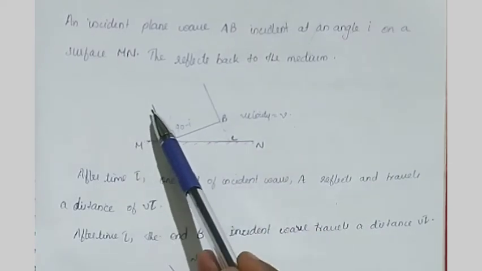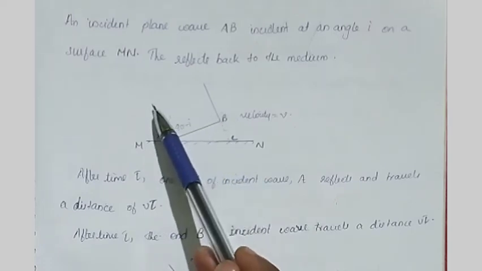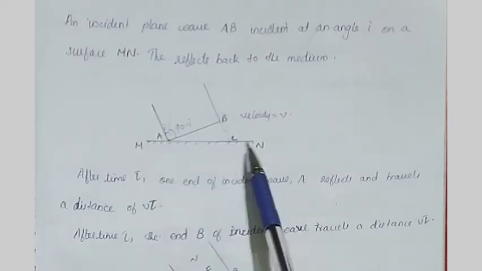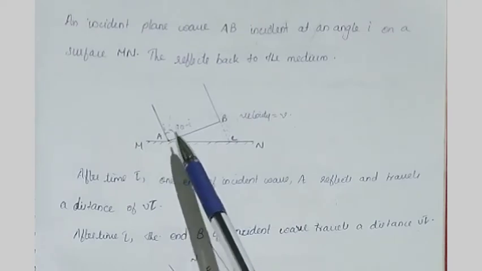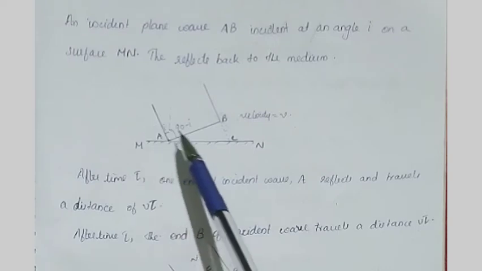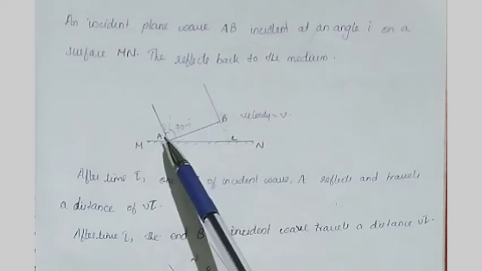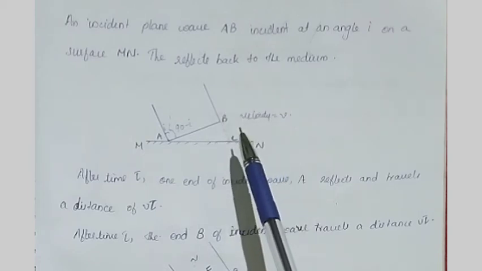So we have a plane wave here, that is AB, and it is incident on the mirror MN, making an angle I with the normal at the point of incidence, and the velocity of the wave AB in this medium is v.